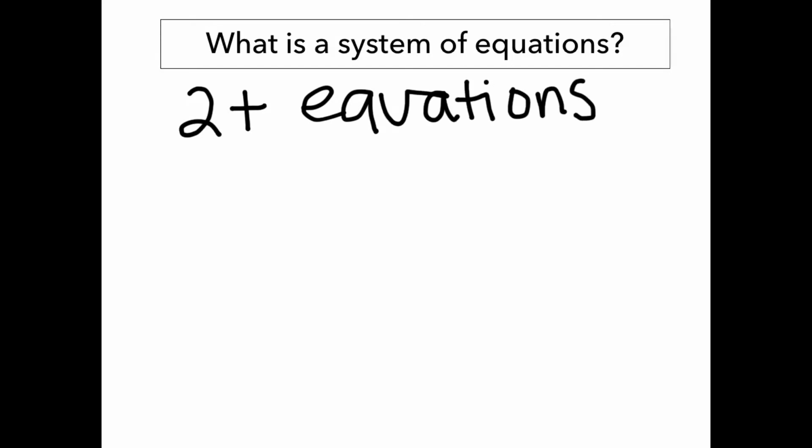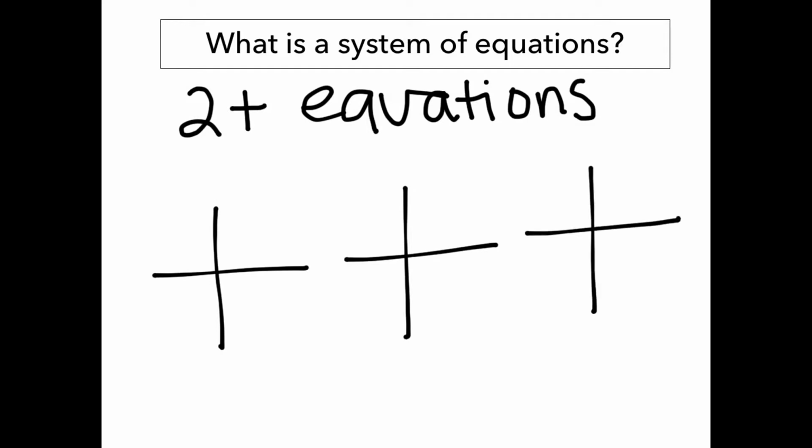Remember that a system of equations is just two or more equations. Now, once we get two or more equations, we can solve them. And there are three different solutions that you can get.